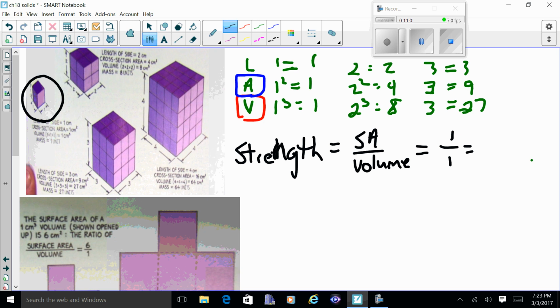Now, watch what happens as you get bigger. When the surface area doubled, wasn't the surface area 4? But watch what happens to its volume. It's now 8. Well, 4 divided by 8 is 0.5. So since we're measuring strength by surface area to volume, as the surface area gets bigger, its volume gets bigger faster. So actually 0.5 is less than 1, so something that's bigger is weaker.